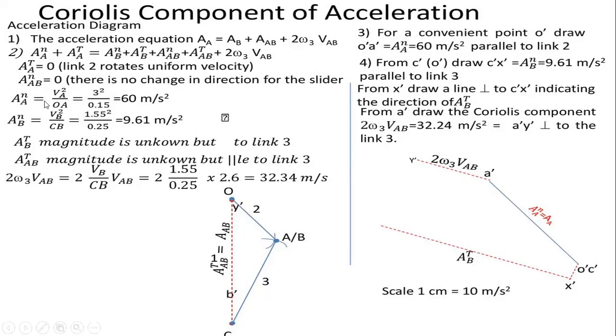So next we are going to find the acceleration diagrams for all the sections. First, the tangential acceleration of link 2 is 0. A is a link which is attached to the fixed link, so link 2 rotates with uniform velocity. Therefore we are going to see it with the uniform velocity.